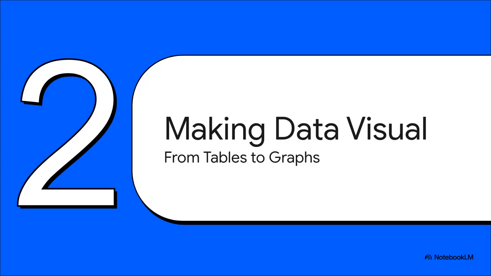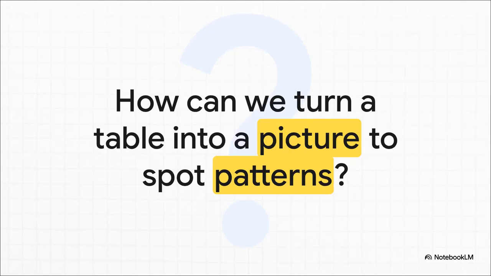Okay, so section 2 is all about making data visual. Our table is a huge leap forward, for sure. But you know what they say? A picture is worth 1,000 words. To really see the story, we need to turn these numbers into a picture. So what's the best way to do that? How do we visualize the relationship between the time passing and the temperature dropping? If you're thinking of a graph, you are 100% correct. It's the perfect tool for the job.